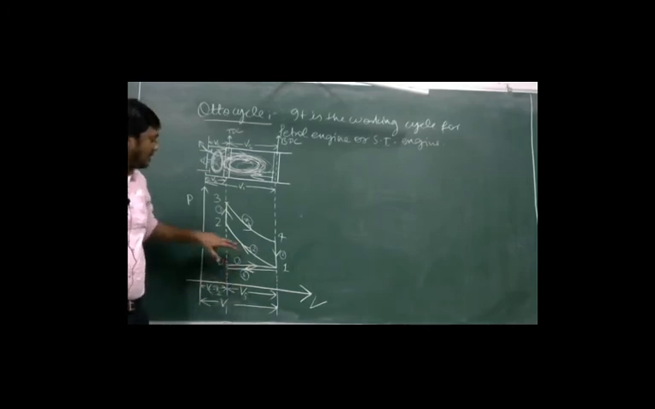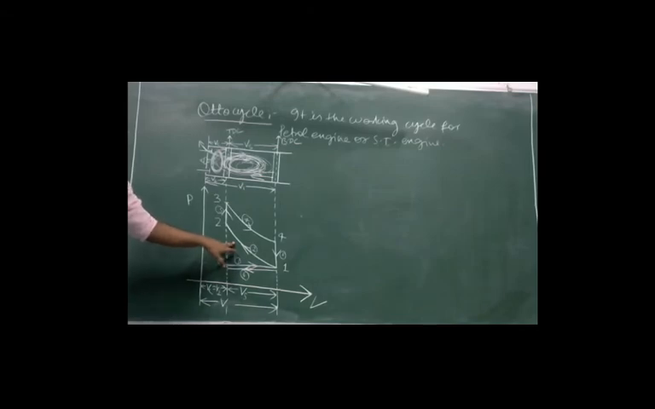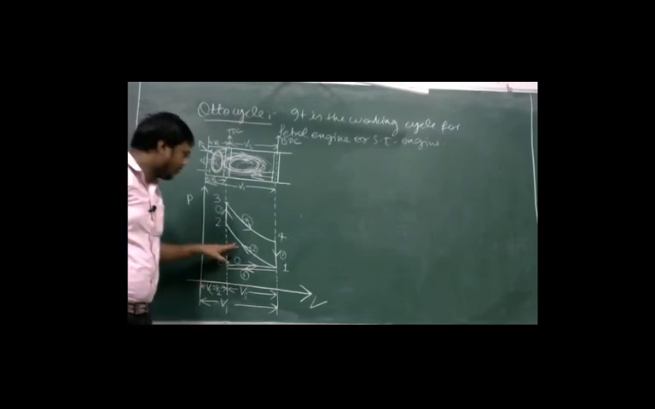But this engine is known as a 4-stroke engine. Strokes are only 4, but processes are 6. How is this happening? Processes are 6, but strokes are only 4. Why is this happening?